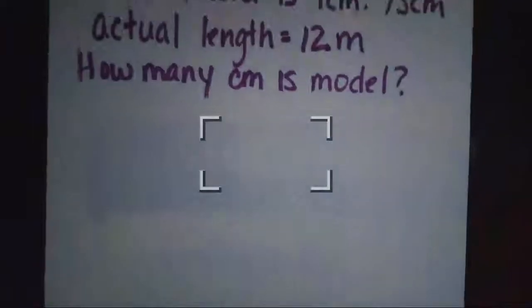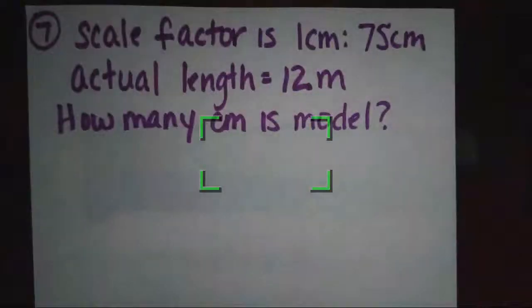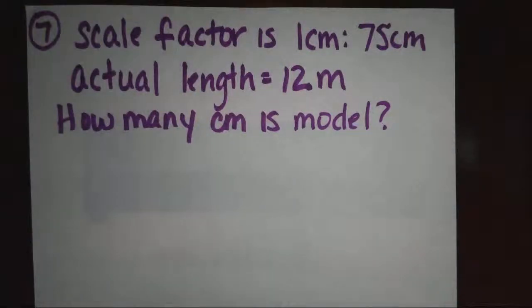Now we're going to move on to the scale factor problems. The first scale factor problem we're going to look at is number 7. Number 7 says a model airplane is constructed using a scale factor of 1 centimeter to 75 centimeters. If the actual airplane has a wingspan of 12 meters, how many centimeters long is the wingspan of the model?